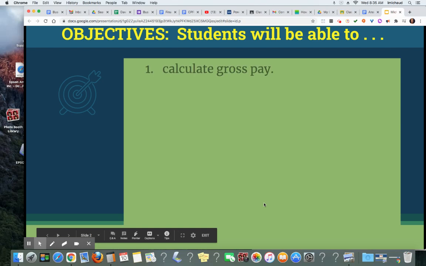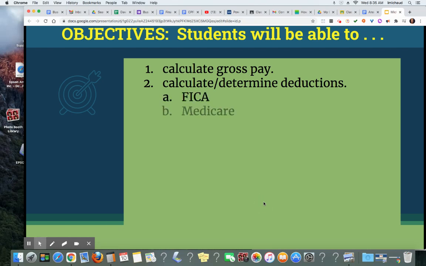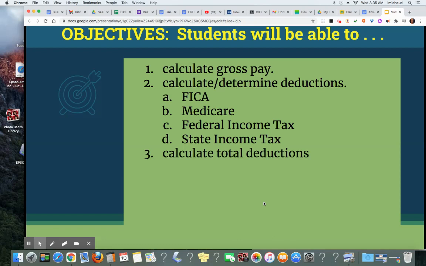Objectives. Students will be able to calculate gross pay, calculate or determine deductions such as FICA, Medicare, federal income tax, and state income tax. Students will be able to calculate total deductions and calculate net pay.